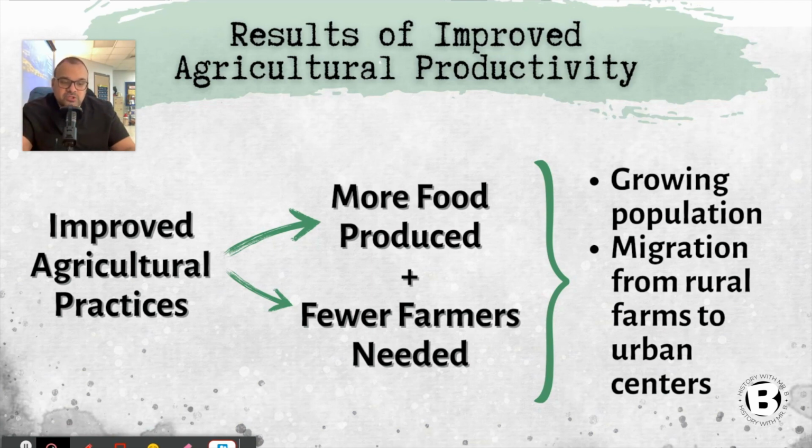Now, with that growing population but a more efficient agricultural industry, there's actually fewer people needed to work on a farm. So that excess labor, that increased labor that we don't need to use on farms, starts to migrate from the rural areas to urban centers, right? Which we just talked about, urbanization.